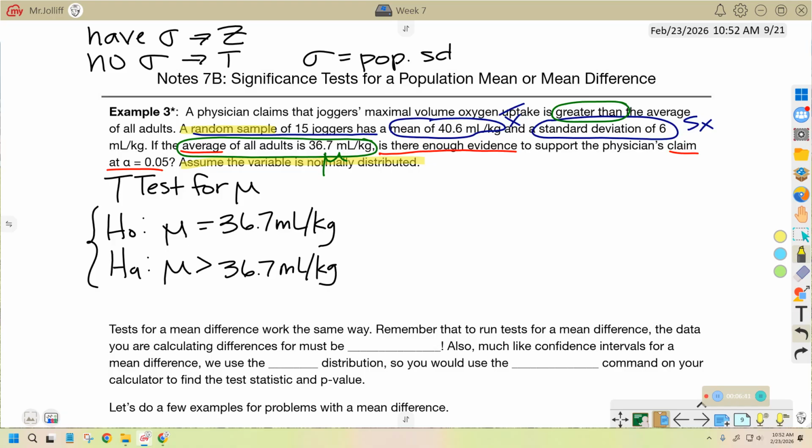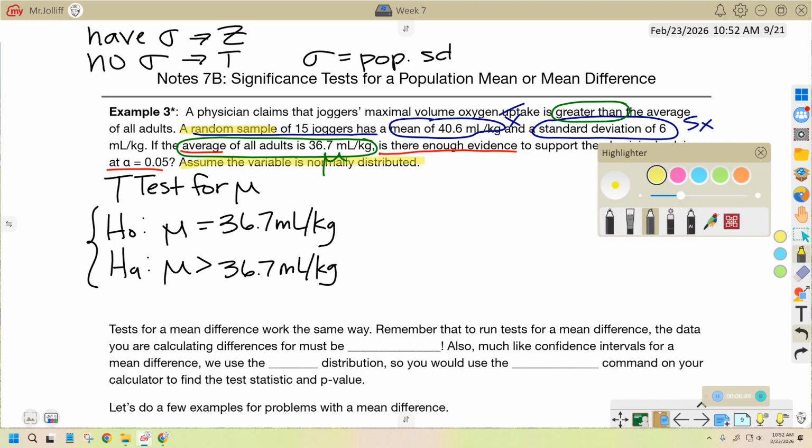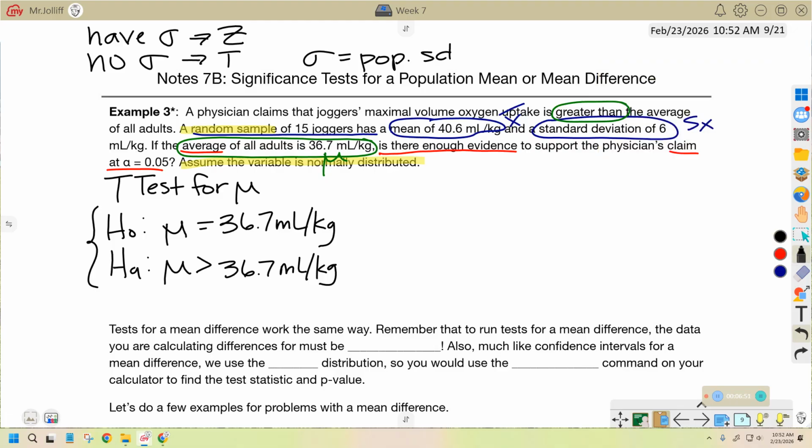That's not common, but sometimes we are told that. So we pass the normal check, so we go to the calculation. I am going to calculate 2 numbers. Prarthana, what 2 things do I need to calculate for my test?